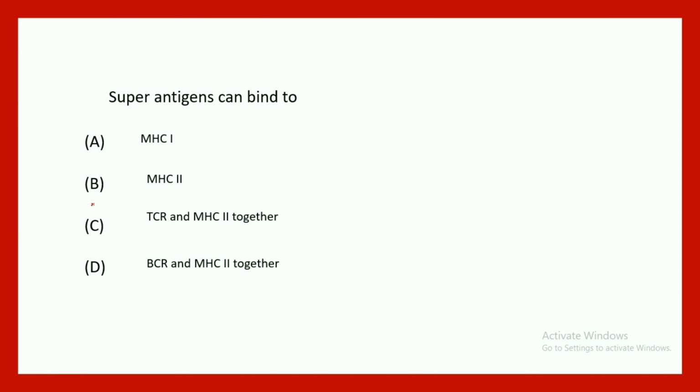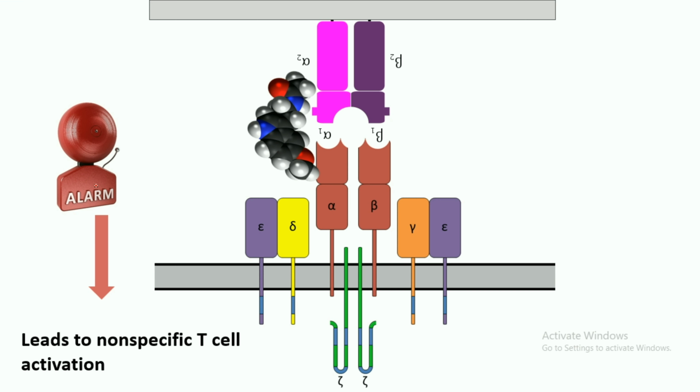It says superantigen can bind to MHC class 1, MHC class 2, TCR and MHC2 together, BCR and MHC2 together. So the correct answer is option C. Why is it so? Because these superantigens, which are also known as bacterial endotoxin, or they are actually a subcategory of bacterial endotoxins, which can laterally bind to TCR and MHC class 2 and lead to a non-specific activation of the T cells, which is like a false alarm in our body.